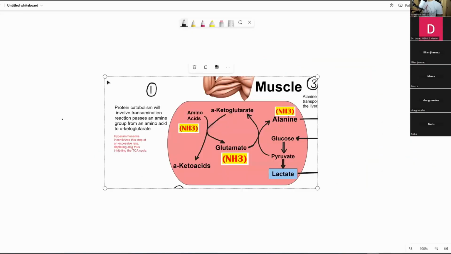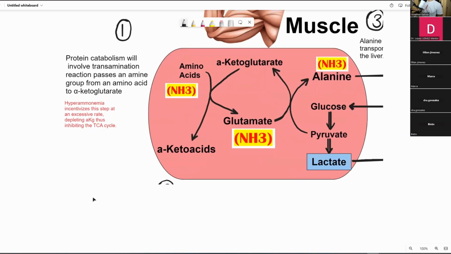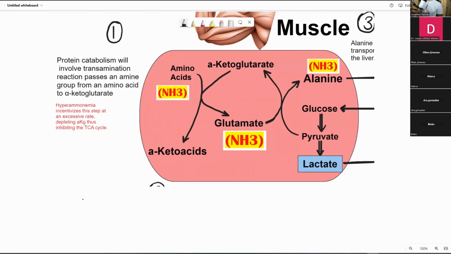If I have an issue with processing the ammonia, the body itself will try to run this pathway regardless. It will try to take the alpha ketoglutarate and turn it into glutamate, passing on this group right here. When you're doing this, you start to deplete your alpha ketoglutarate. So this can cause the inhibition of the TCA cycle. Alpha ketoglutarate is utilized in the TCA cycle.